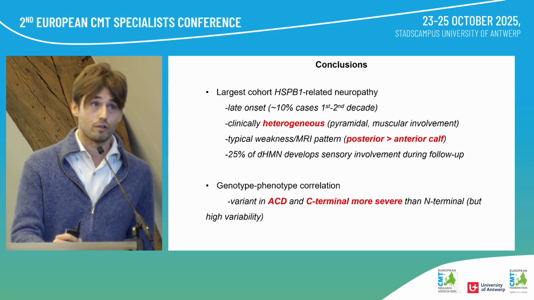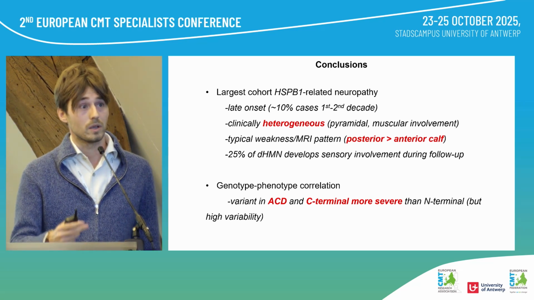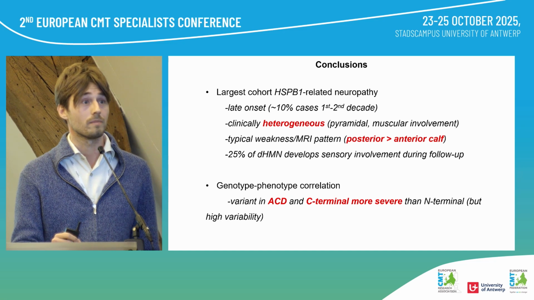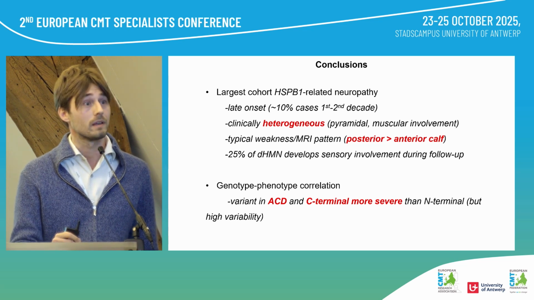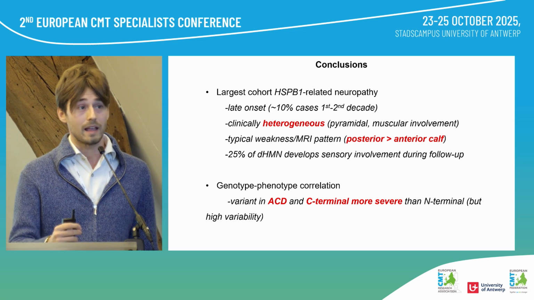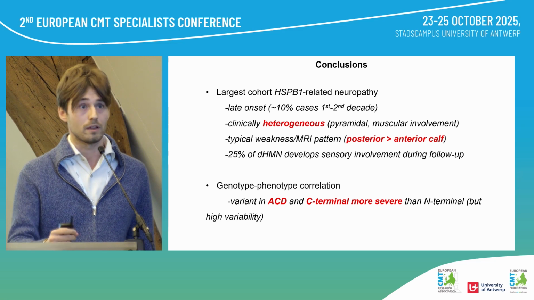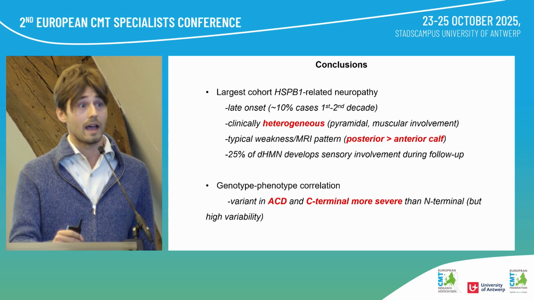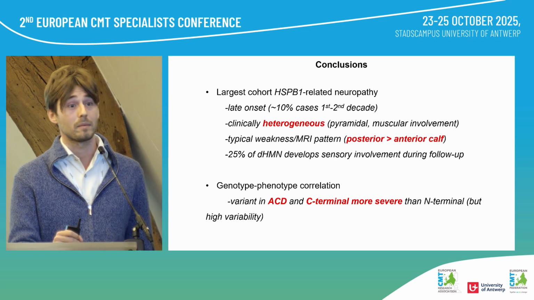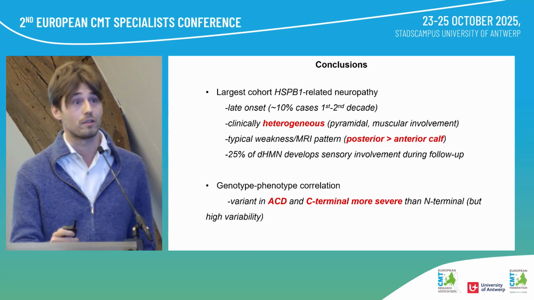So this is a big cohort of HSPB1-related CMT. It is quite an interesting CMT because it's very clinically heterogeneous, with some pyramidal involvement and some muscle involvement. There are also some patients with a predominant distal myopathy, which are very rare. High CK levels and the posterior involvement of the calf compared to the anterior one are important diagnostic clues guiding diagnosis. Variants in the alpha-crystallin domain and C-terminal are more severe than N-terminal ones, and this has an impact, of course, on patients.